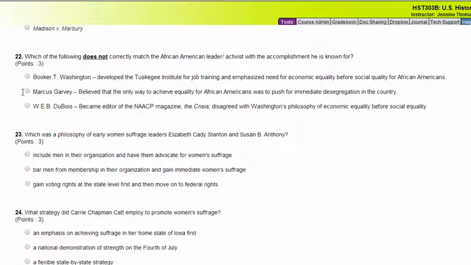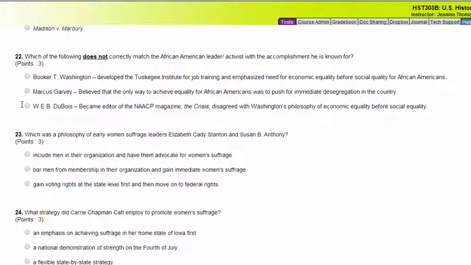Number 22, which of the following does not correctly match the African American leader or activist with the accomplishment he is known for? Booker T. Washington developed the Tuskegee Institute for job training and emphasized the need for economic equality before social equality for African Americans. Marcus Garvey believed that the only way to achieve equality for African Americans was to push for immediate desegregation in the country. Third option, W.E.B. Du Bois became editor of the NAACP magazine, The Crisis, and disagreed with Washington's philosophy of economic equality before social equality.